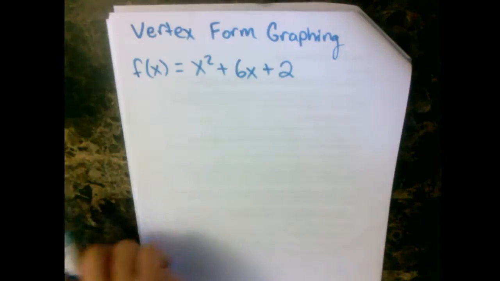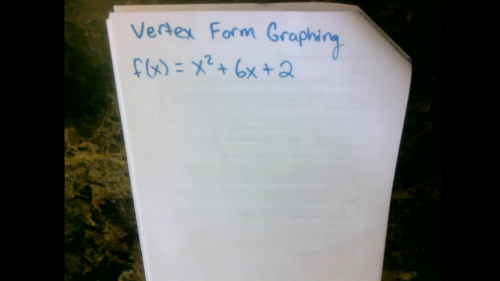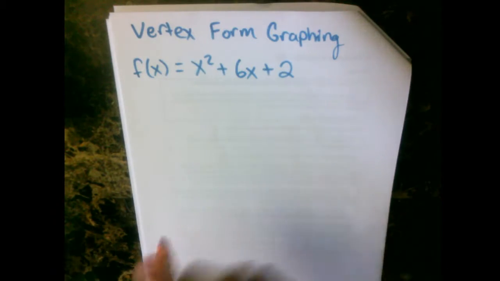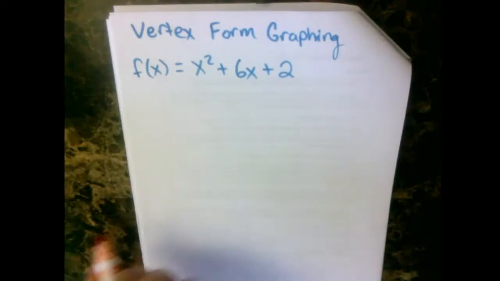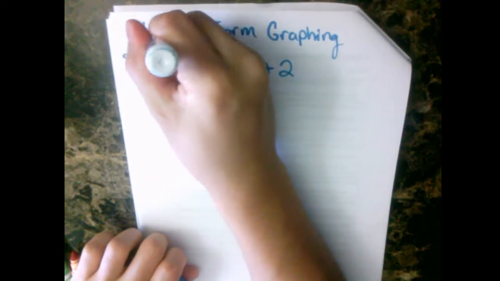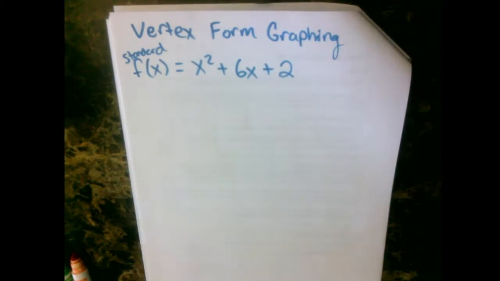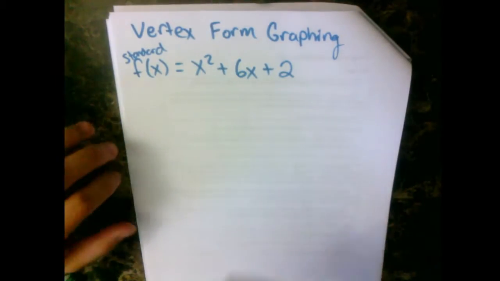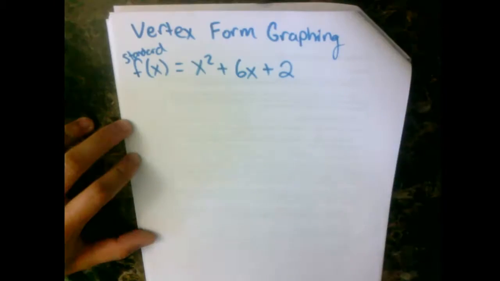So first, in orange, I'm going to go ahead and show you how to change it into vertex form. Alright, so this is standard form. Right now it's standard. You guys are used to that. And we're going to change it into vertex form. Okay, so in orange I'm going to change it into vertex form, then I'm going to change it back. Alright, so let's go ahead and change it into vertex form.